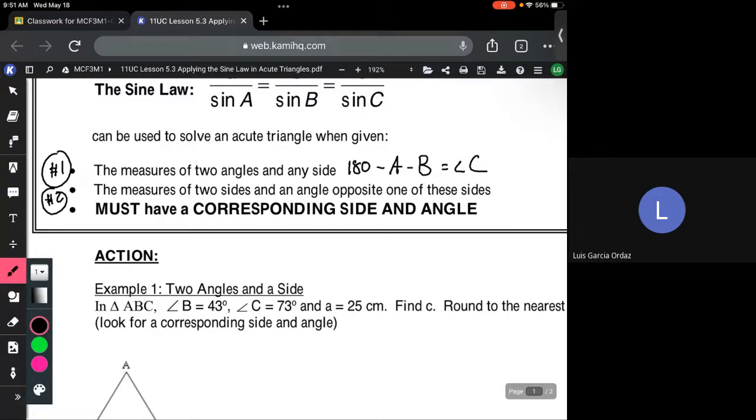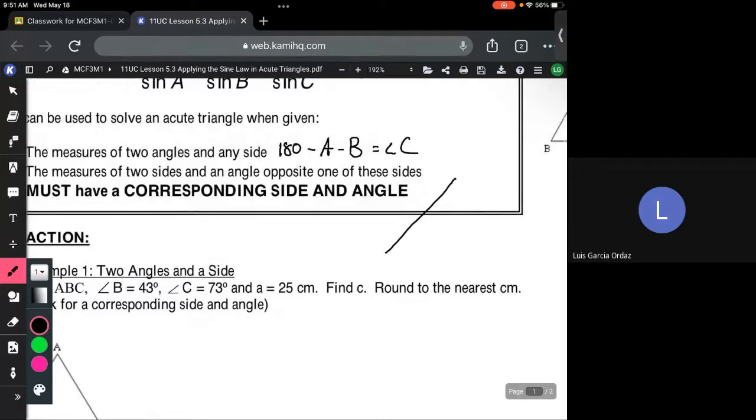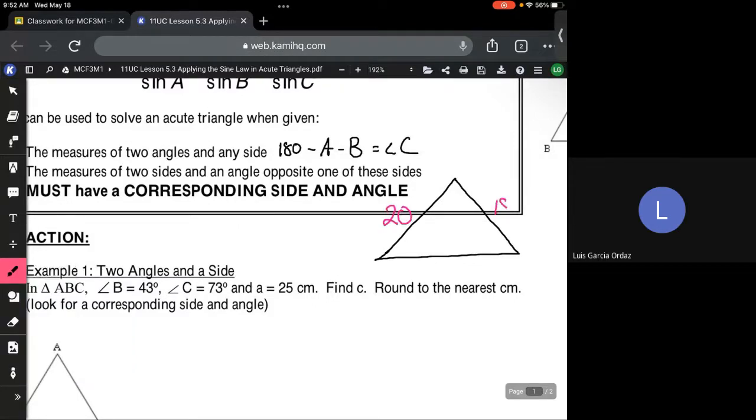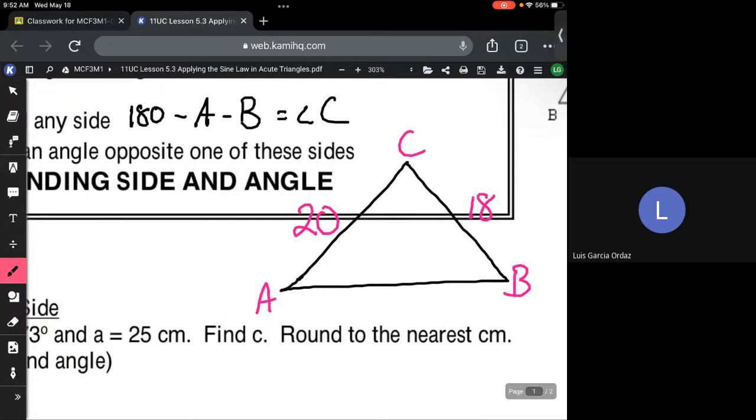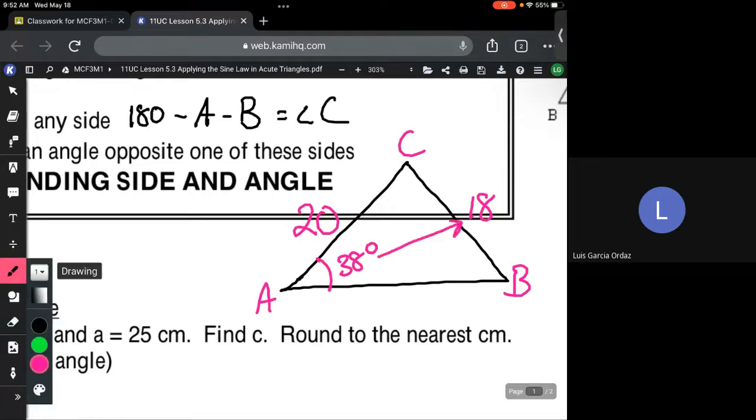So if I draw my triangle, I'm going to draw it over here. If I have my two sides, say this is 20 and this is 18, I need to have the angle that is opposite to the side. So if I have A, B, C, what angle is opposite to 18? What angle is opposite to 18? What's across from it? A. So let's say this is 38 degrees. I can only use the sine law if I have two sides, but the angle, which in this case is angle A, has to be opposite from its side.